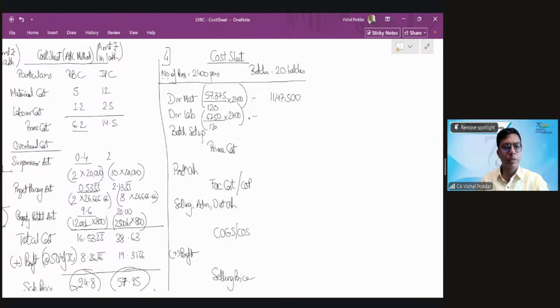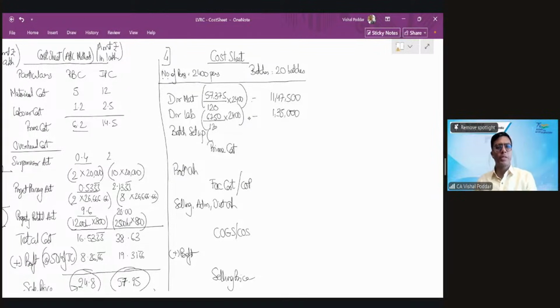Second is 6750 divided by 120 pence multiplied by 2400 pence. So it comes to 1,35,000. Please cross check with your answers.